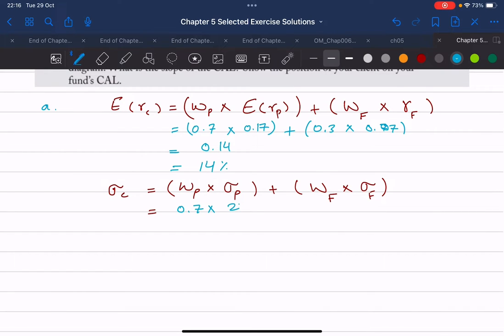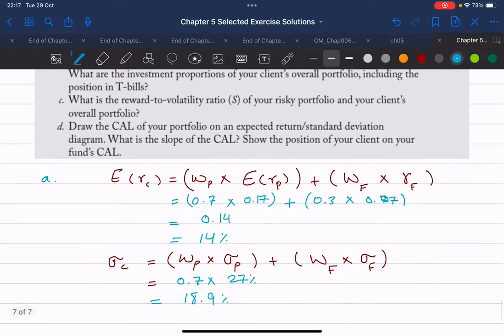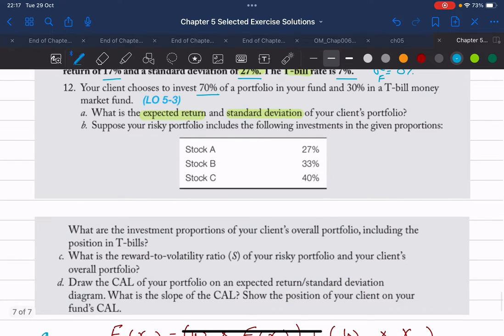You can either put it in a percentage format or a decimal format. It doesn't really make a difference as long as you know what you're doing. I'll run the numbers: 0.7 multiplied by 27% is 18.9%. So that's the first part completed, requirement A. Let's now look at the second requirement, part B.